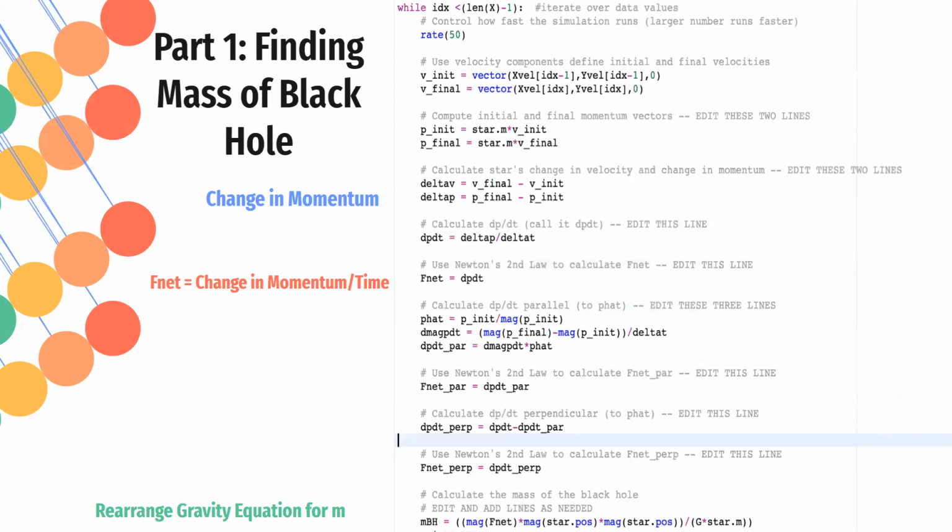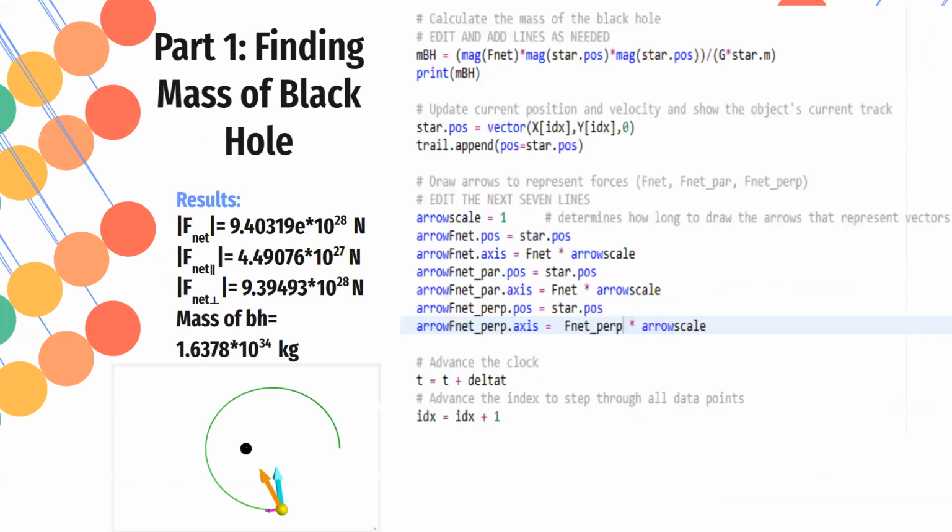So that's exactly what we do here. We set the initial conditions, we find the change in momentum, and then we know that F net equals the change of momentum over time. So we use Newton's second law to calculate the parallel component and the perpendicular component of the F net force. And then we rearrange the gravity equation to solve for the mass of the black hole.